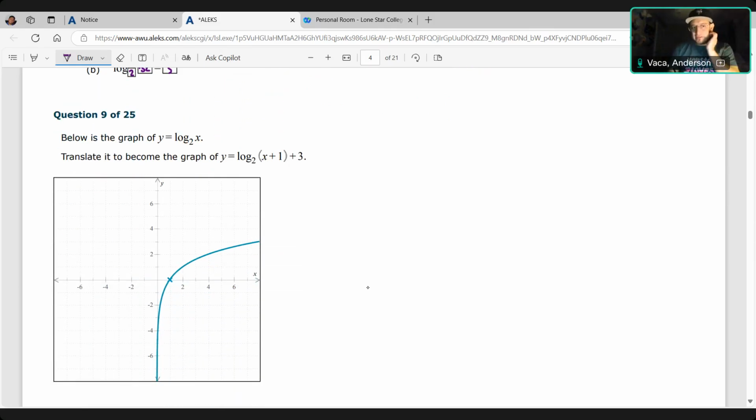Here we got a little bit of transformations. We want to move this to the left 1 unit and up 3 units. Okay, left. So if you move this to the left, remember that in a logarithmic function, we have a vertical asymptote. So if you move this to the left 1 unit, then this vertical asymptote is also going to move 1 unit. Let me erase the original one.